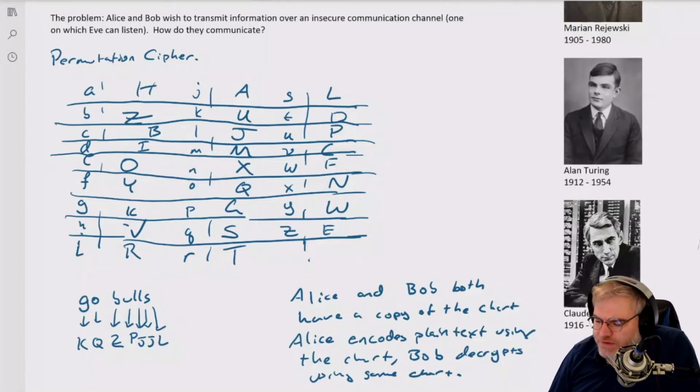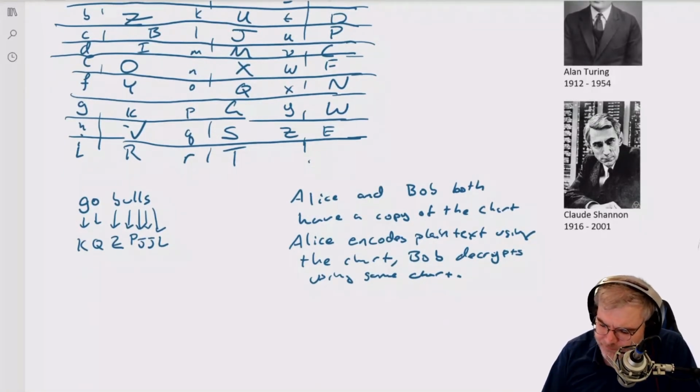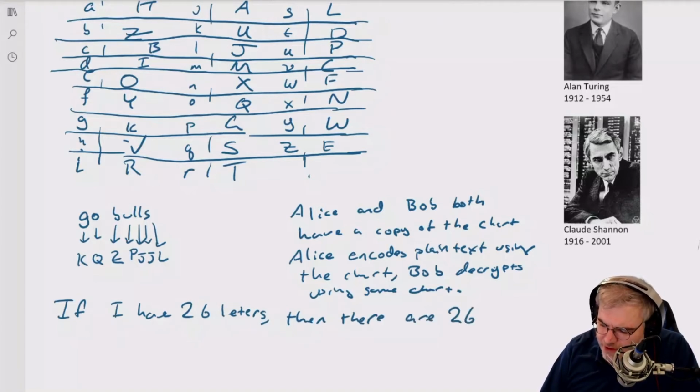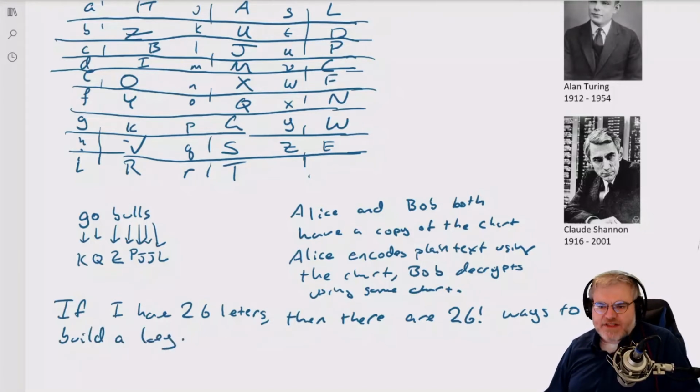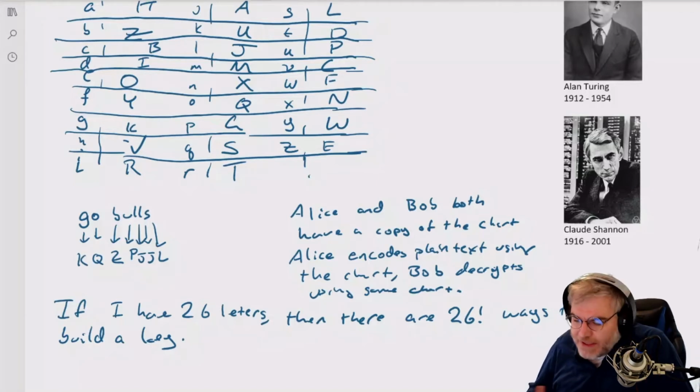Okay. And with this type of chart, by the way, how many are there? Well, I've got 26 letters. If I have 26 letters in my alphabet, then there are 26 factorial ways to encrypt. There are 26 factorial ways to build a key. Okay, kind of a simple idea. All right. Well, but there's no public key here. This is called a private key, and it's purely private.